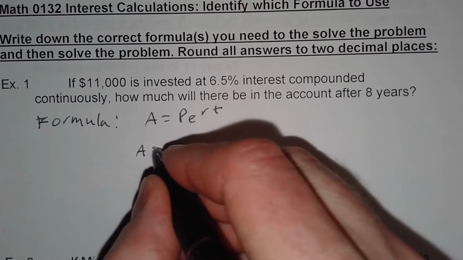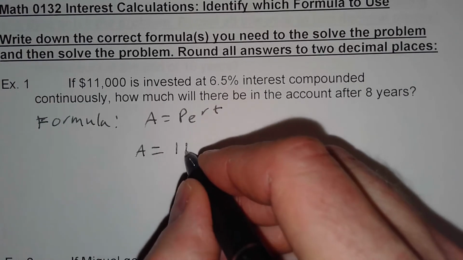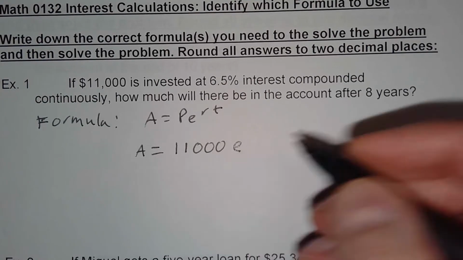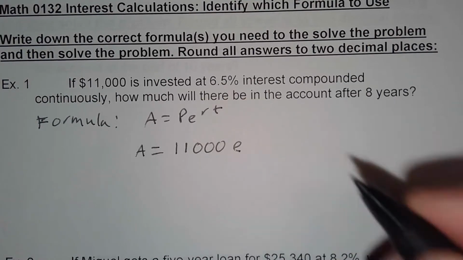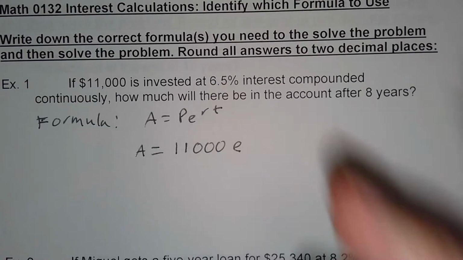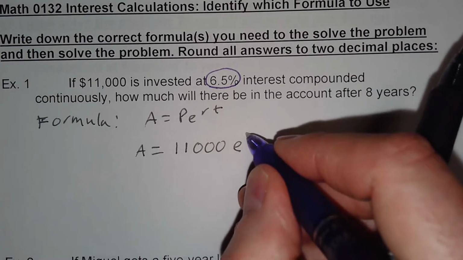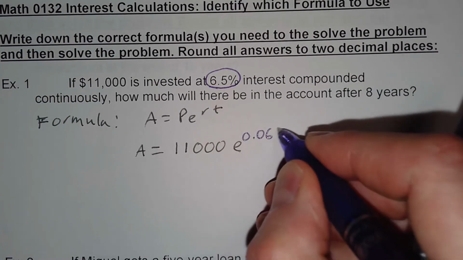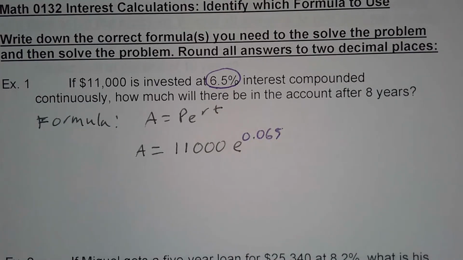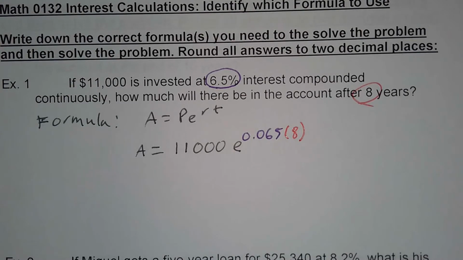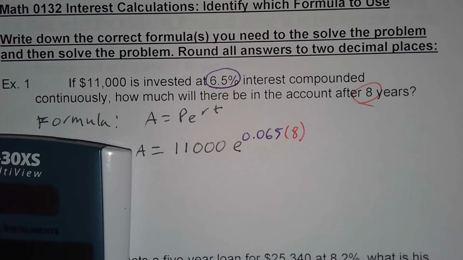So I'm going to replace P by 11,000. We've got to write our interest as a decimal, so the 6.5 becomes 0.065. And then our time, T, is 8 years. And then we're going to get out our calculator and make that computation.